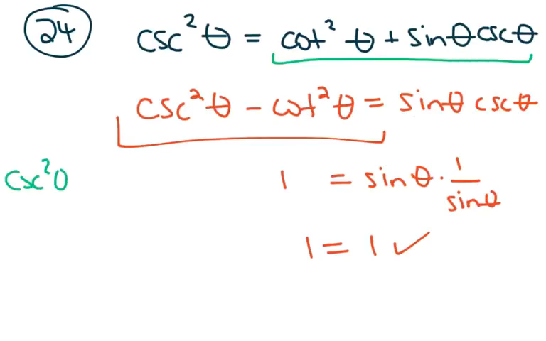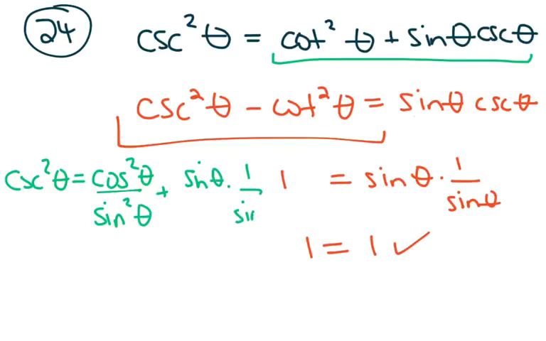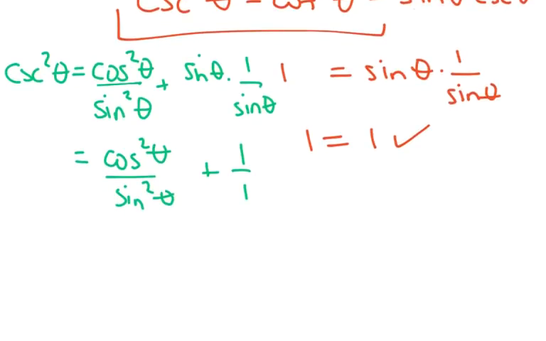So cotangent squared is the same as cosine squared over sine squared. And we already know that cosecant is 1 over sine. So what ends up happening is we get cosine squared over sine squared plus 1. And then we have this little process for combining fractions with unlike denominators. It looked like cross multiplying.